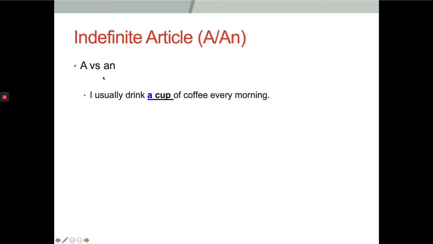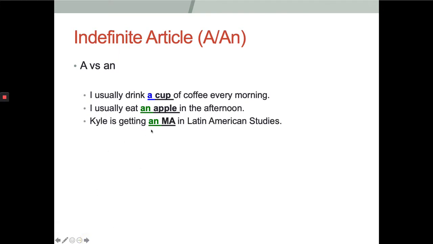When do we use a versus an? I usually drink a cup of coffee every morning. I usually eat an apple in the afternoon. Kyle is getting an MA in Latin American Studies. I have to write a eulogy for my grandmother's funeral. So what is the rule?